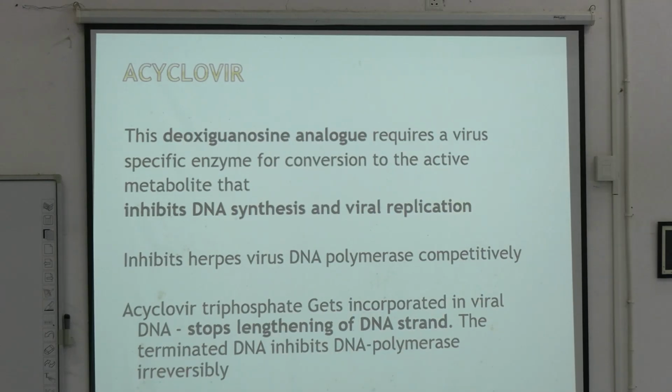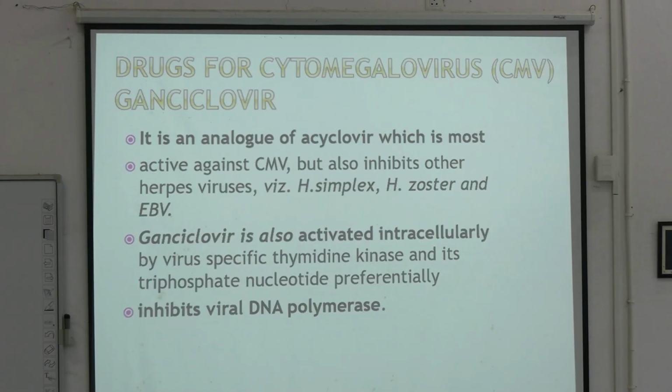Same for other viral infection, herpes. Herpes 1, what it causes? May cause the herpes encephalitis and other sexually transmitted infection causes by herpes 2. Next is cytomegalovirus, Ganciclovir. It is an analog of Acyclovir. Most effective against the cytomegalovirus, also activated intracellularly by virus-specific thymidine kinase. It also inhibits DNA polymerase, viral DNA polymerase. Ganciclovir, this is the drug for cytomegalovirus.